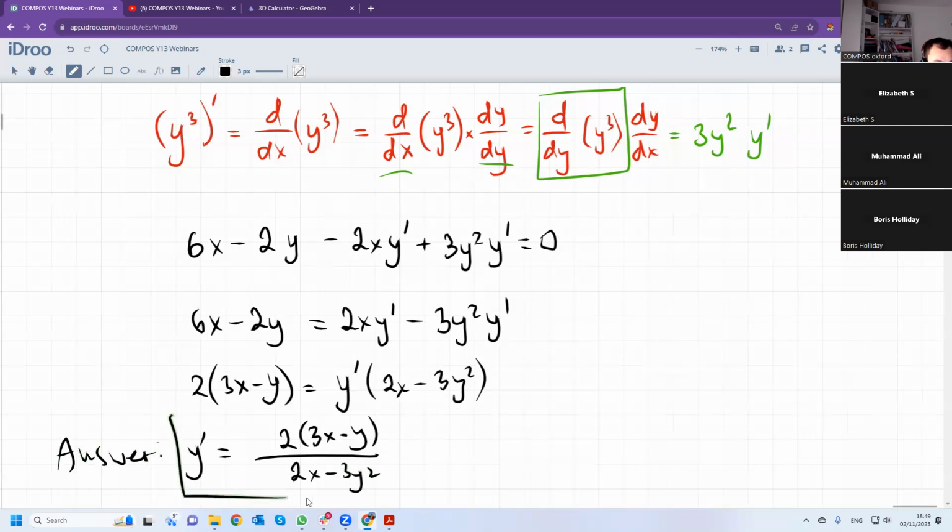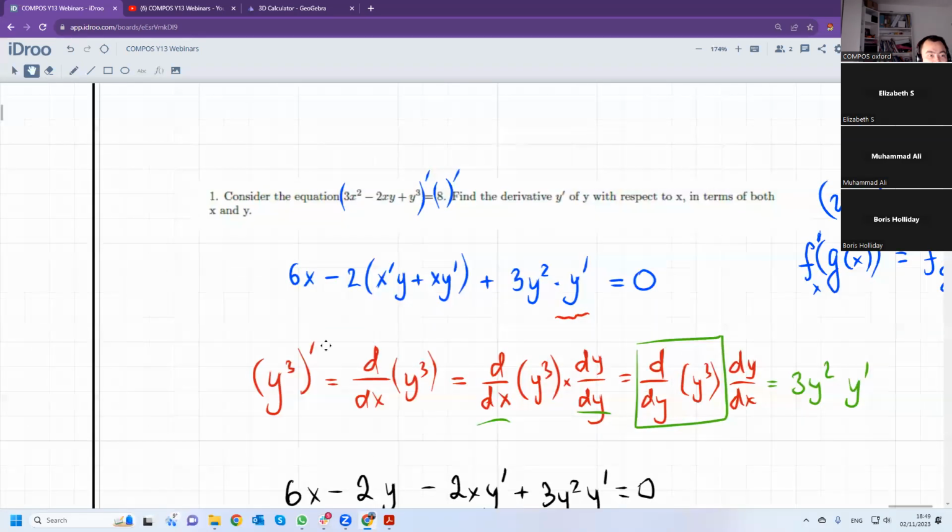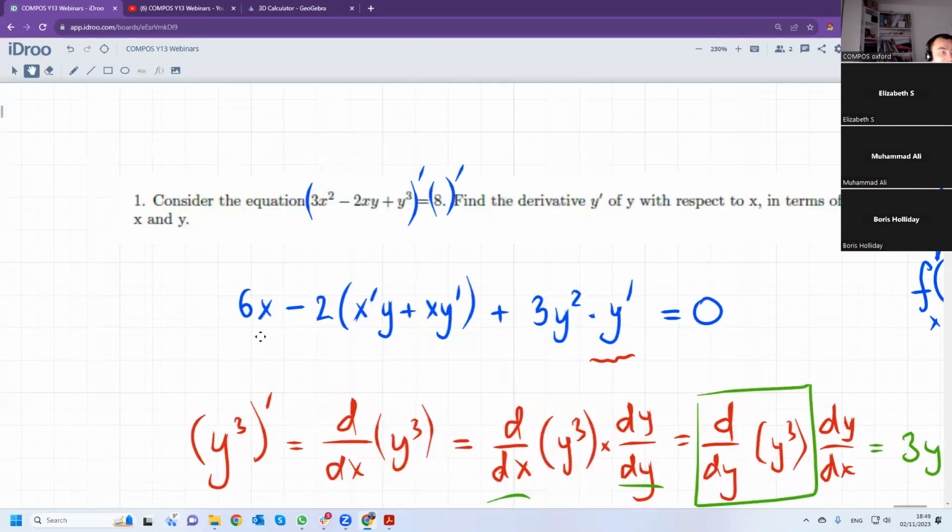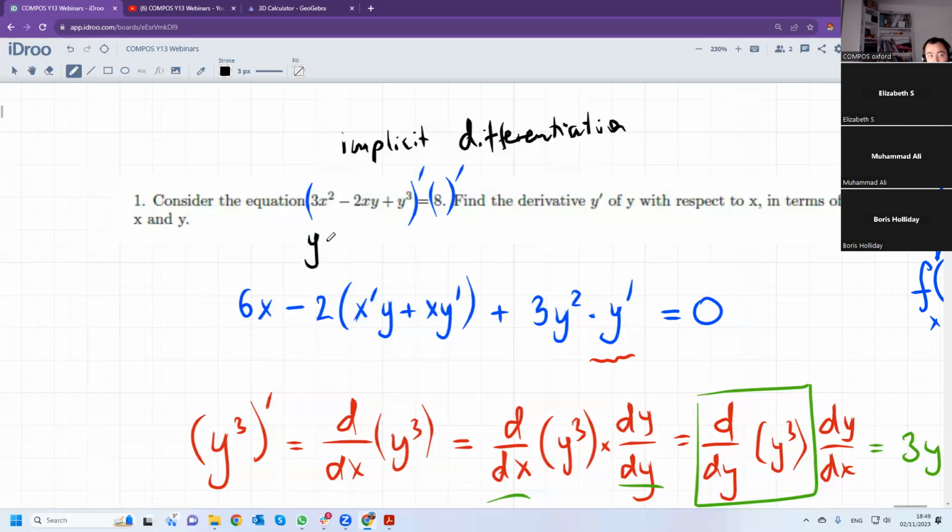So I just found the derivative in terms of x and y. This is called implicit differentiation. We use implicit differentiation when we can't make y the subject. It's close to impossible to make y the subject here. If you look at it carefully, there's no way you can do y equals something. And this is when we use implicit differentiation.